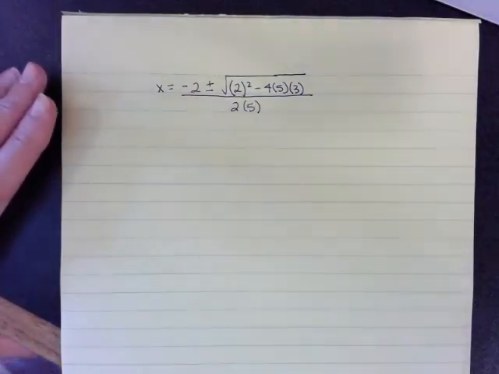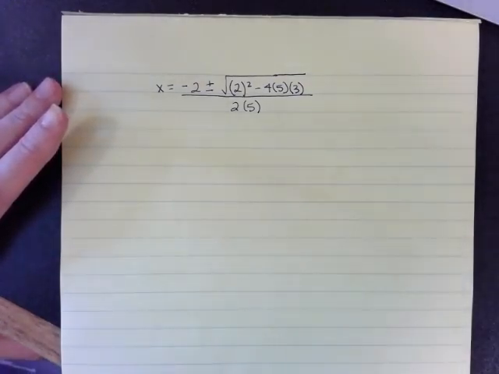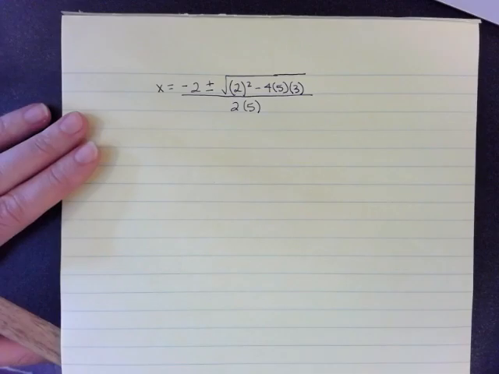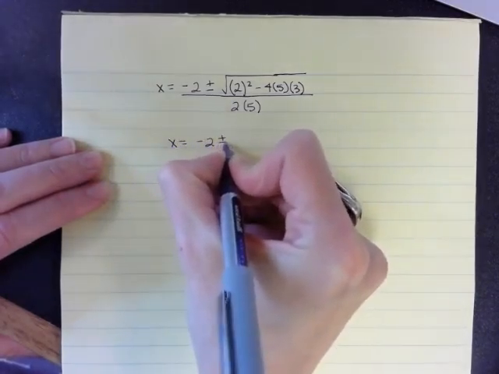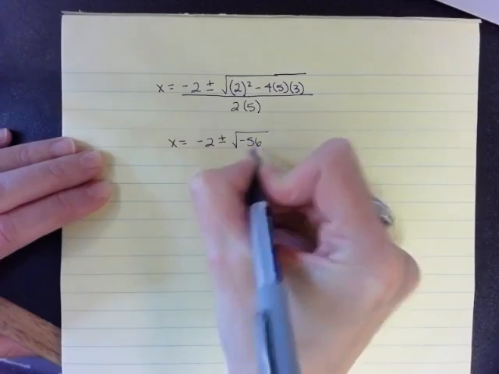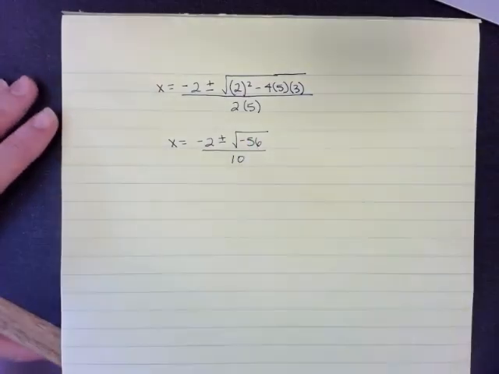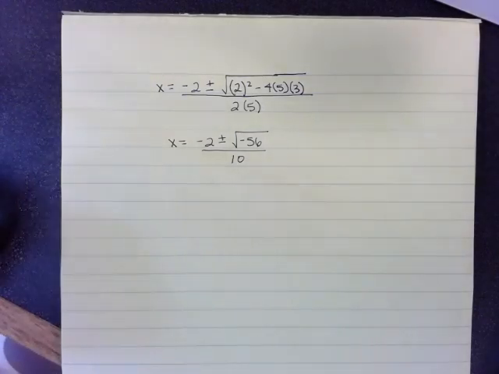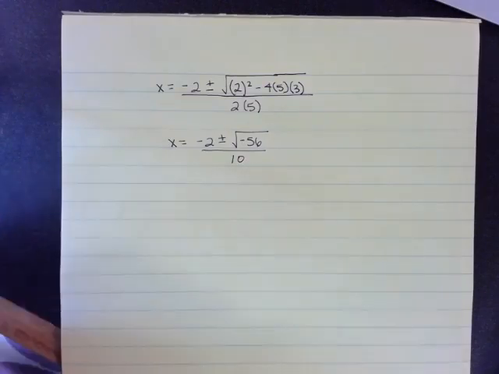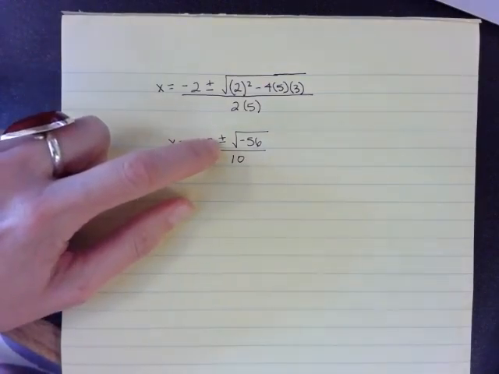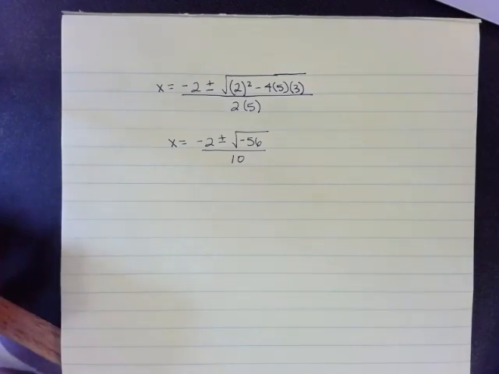So what does this number actually mean? If I do the math, I get 2 squared, which is 4, minus 4 times 5 times 3, and I get negative 56. So what I actually have here is negative 2 plus or minus the square root of negative 56 over 10. Now we stopped there before and we just said that this was imaginary, but this lesson is to show you how you can use i to simplify this answer. We're still going to leave the plus or minus.